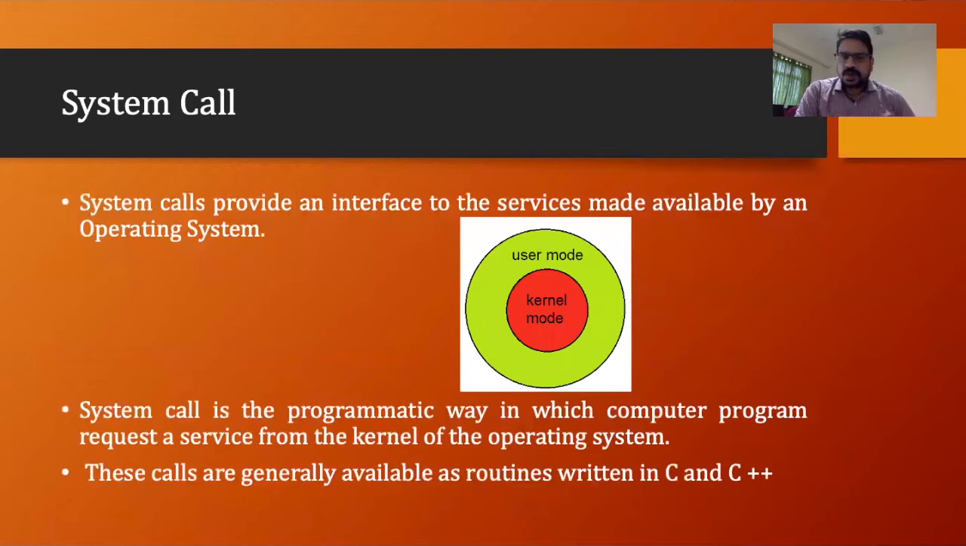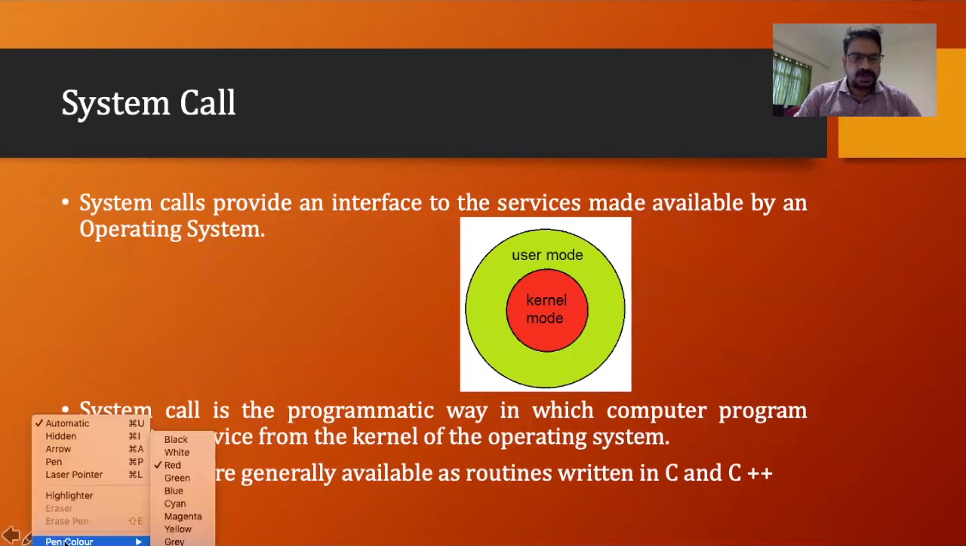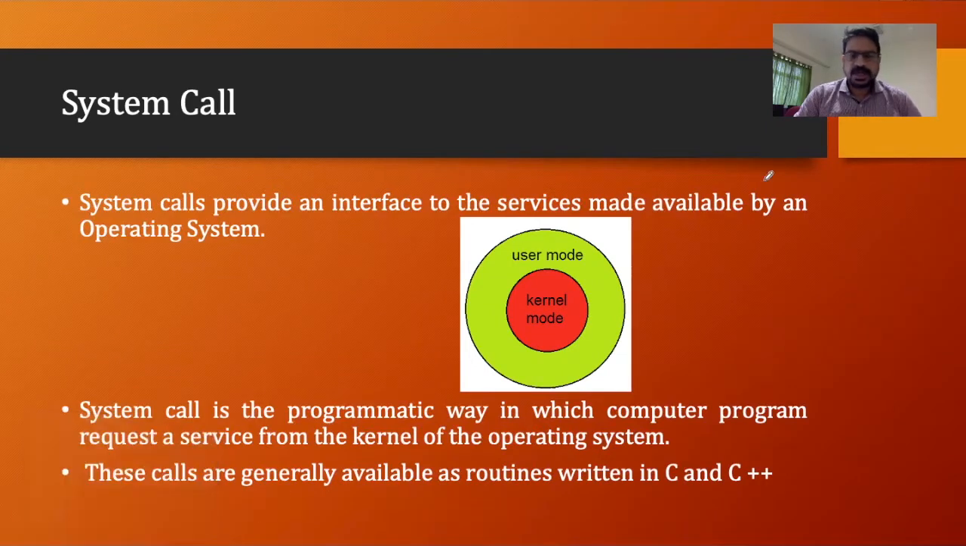So what is a system call? The system call provides an interface to the services made available by an operating system. Now, what happens here is we have generally two modes of operation, as we all know. We have user mode and we have kernel mode. User mode is for the application program that is run by the user, and the kernel mode is for the operating system related programs.